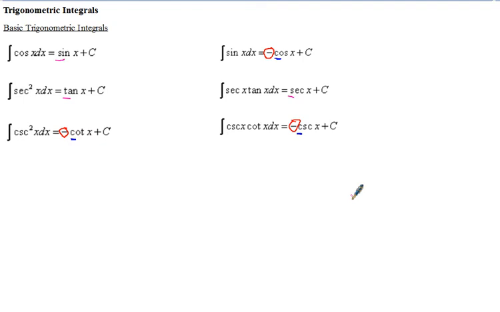The other ones, notice, secant squared is tangent x, and cosecant squared is negative cotangent x, so those are kind of similar. Secant x tangent x is secant x, and cosecant x cotangent x is negative cosecant x. All right, so let's see how we use these in conjunction with the other integration rules we've learned thus far.